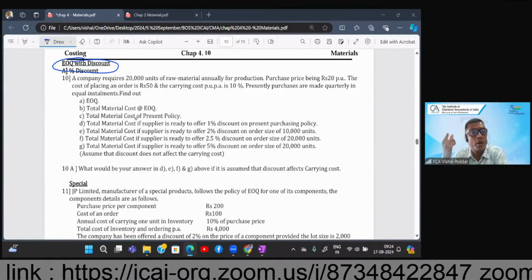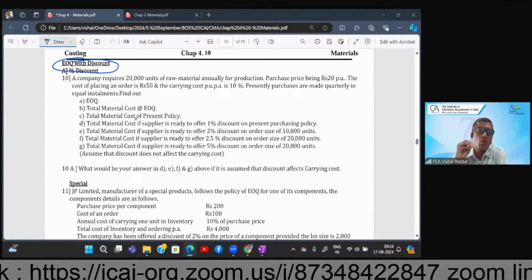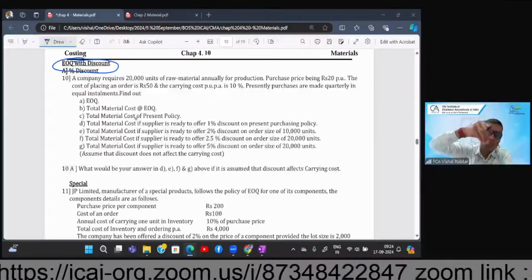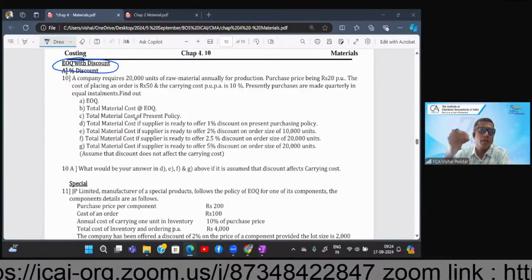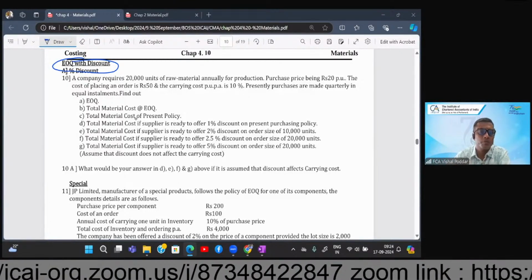Annual quantity is your annual requirement. That is how much rice you'll require throughout the year. But out of that, how much to be purchased at one time is the order size. And that is the EOQ.